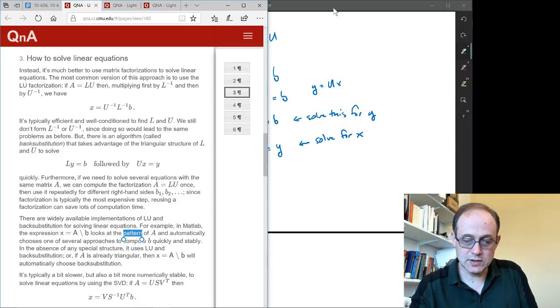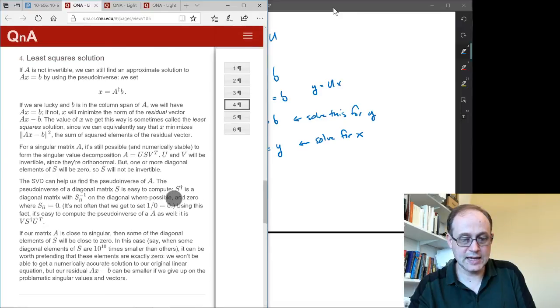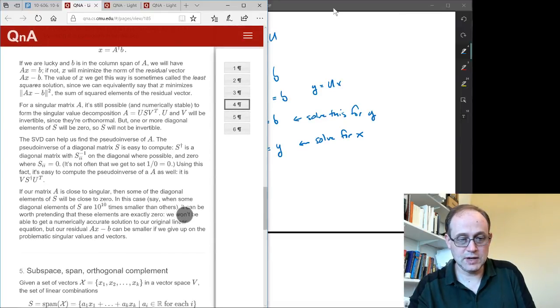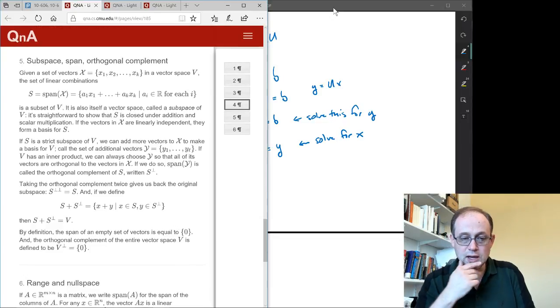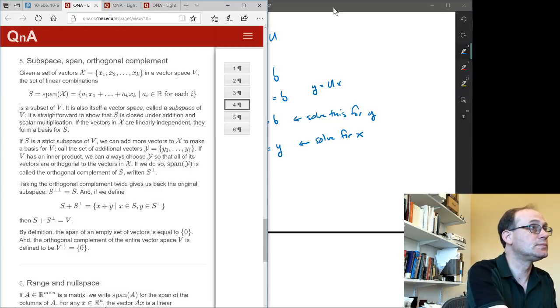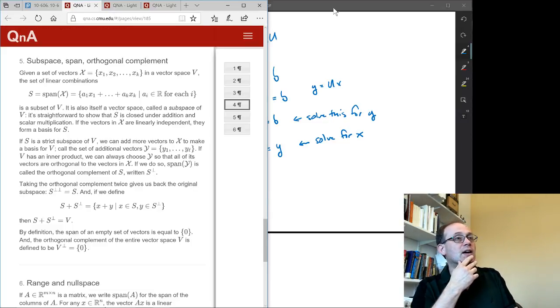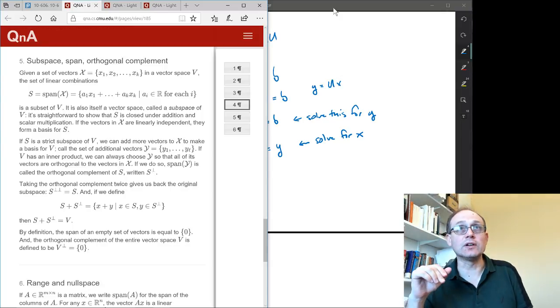All right, so we were just at least squares solution. I think we finished that, so let's go to these notions of subspaces. Oh yes, specifically people are interested in stability of computation, so I'll definitely make sure that we post examples that show that. All right. Subspace, span, orthogonal complement.